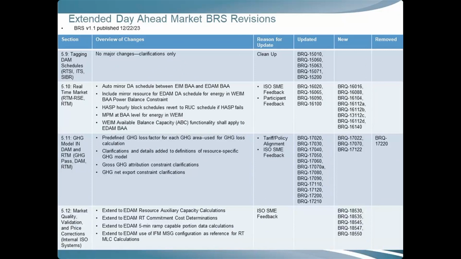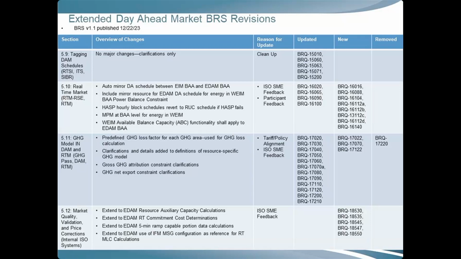And you'll see hour-ahead scheduling priority, HASP, hourly block schedules will revert to RUC schedule if HASP fails. There are a couple requirements like that where we put in that stopgap that wasn't as clearly defined before. You see the market power mitigation level at BAA level for energy in real time, and applying the available balance capacity or ABC. That is a WEIM feature that will apply to EDAM BAA, so making that clear.